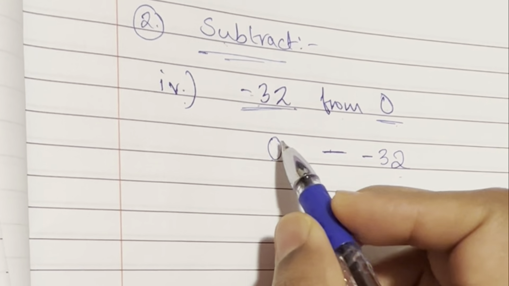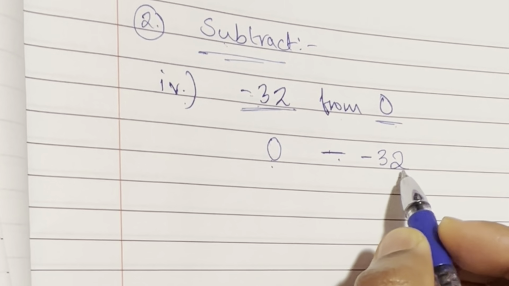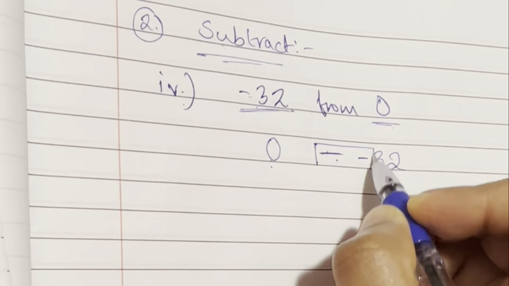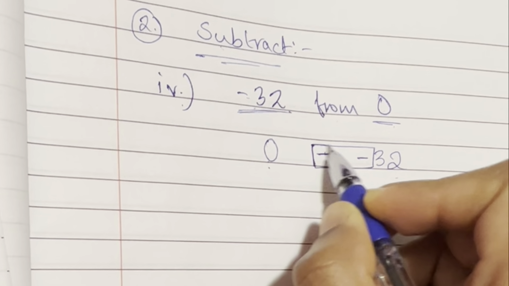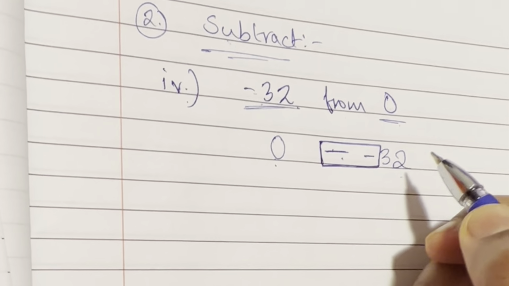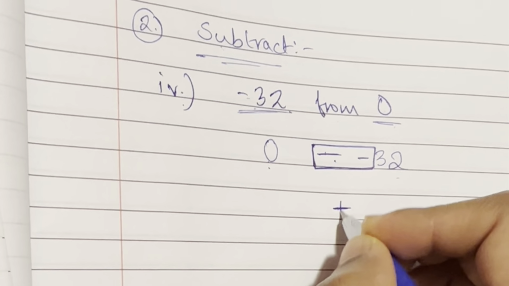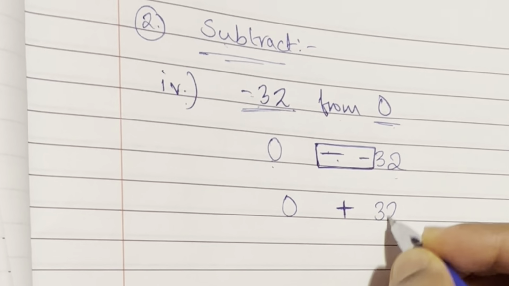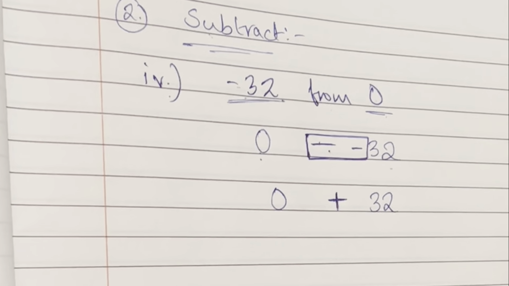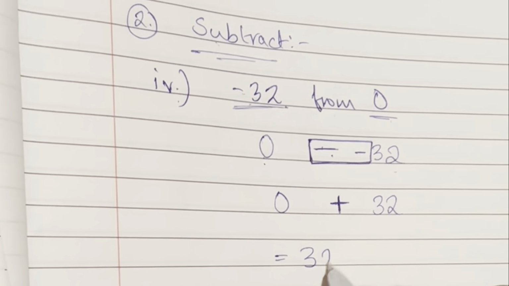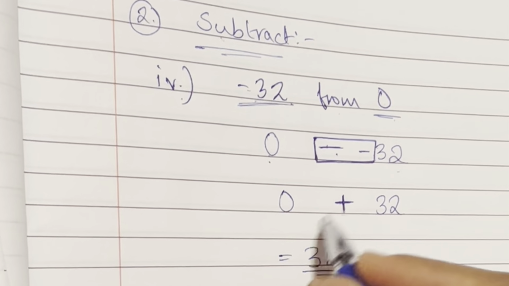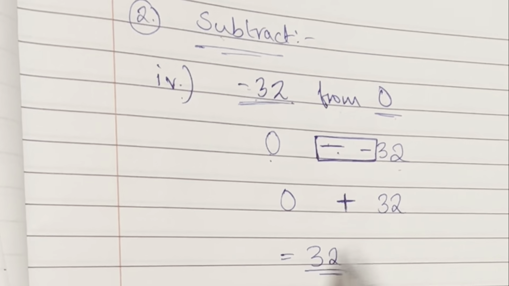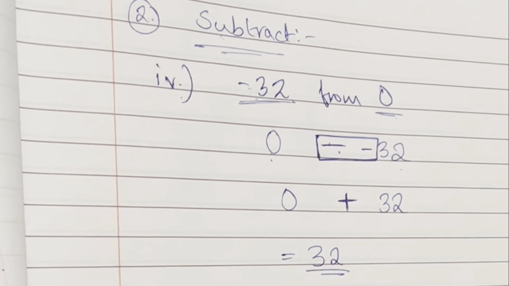Now you see 0 minus minus 32. Yesterday I told you, when minus and minus come together like this, it turns into plus. I told you in the previous video. So 0 as such, plus 32. Now 0 plus 32 is what? 32 itself. Both are positive, so there is nothing to put, just 32. Normal addition, 0 plus 32 is 32. Finished.